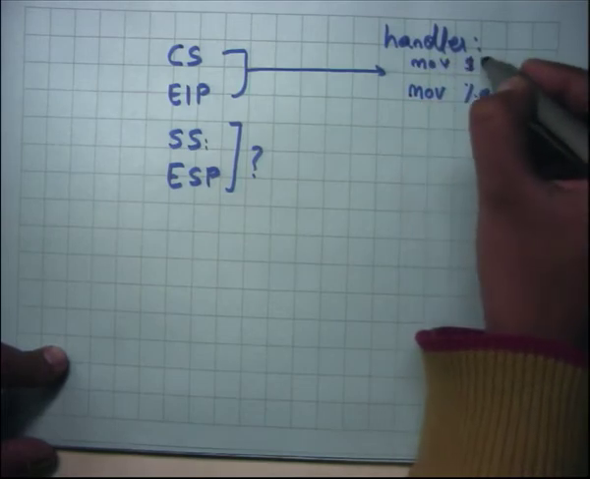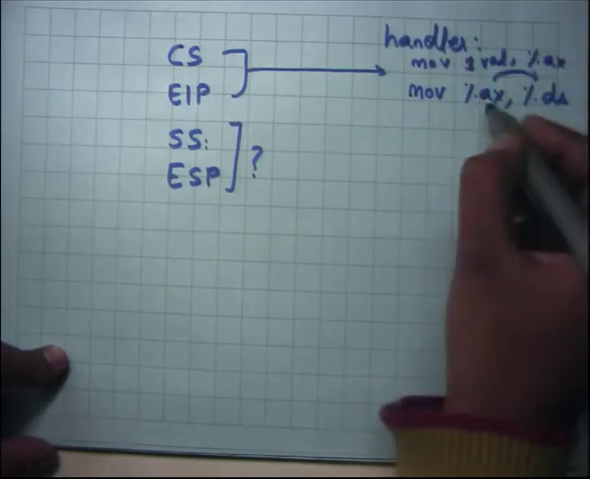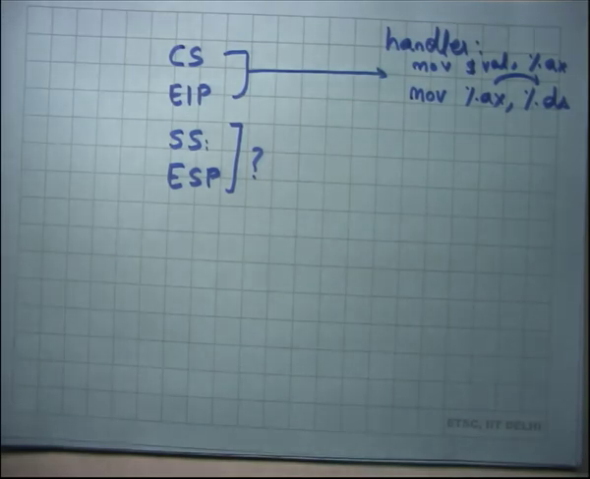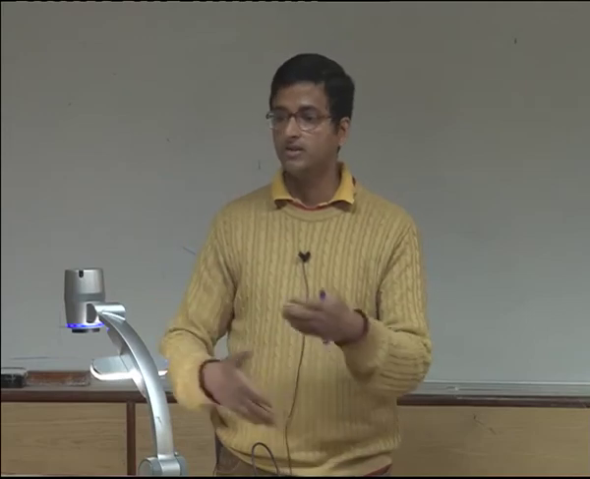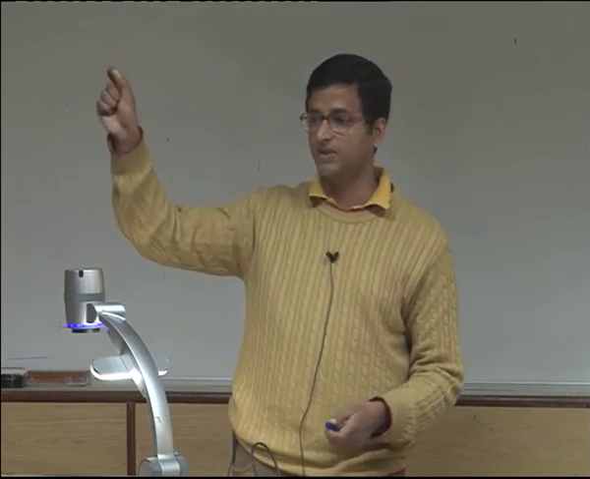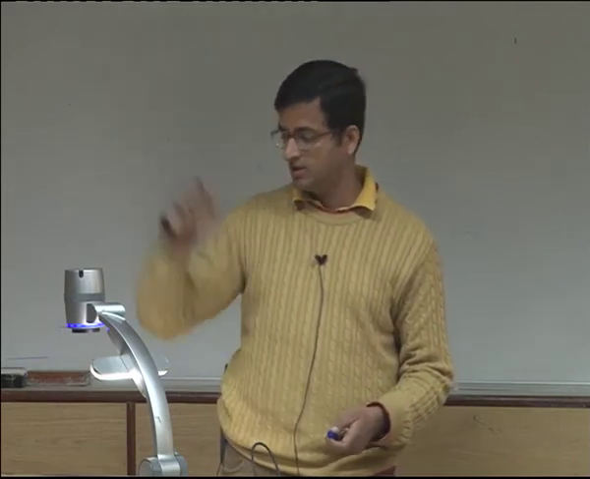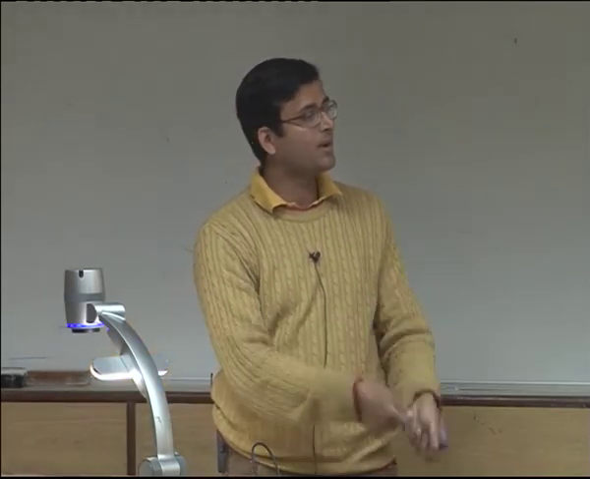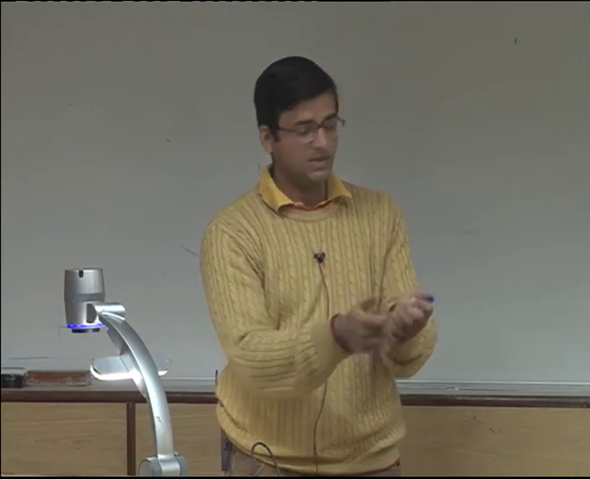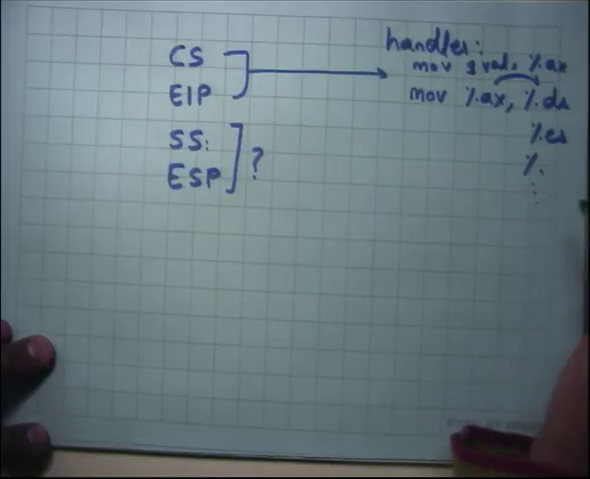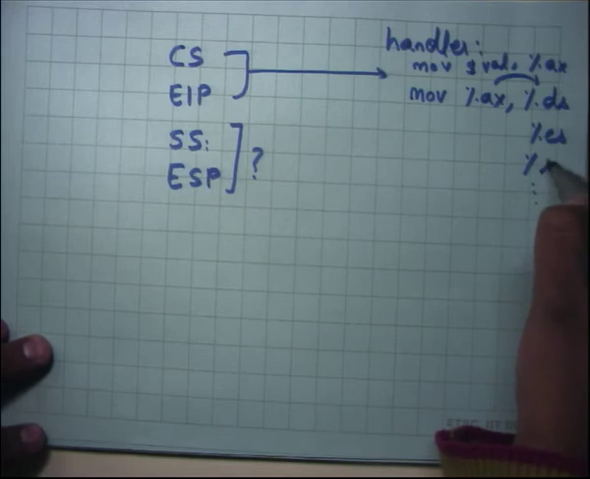Move some value to AX, and then move that value to DS. That may be the first thing the OS may want to do, because very soon I'm going to start executing code which is going to do memory accesses, and I want those memory accesses to be for the OS address space. For that, all my segments should be pointing to the OS's segment descriptor. I may want to do it for other segment descriptors also, for example the stack segment.